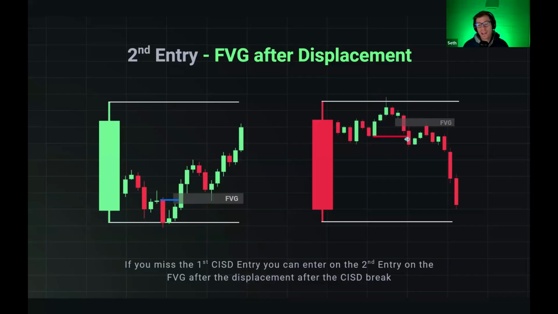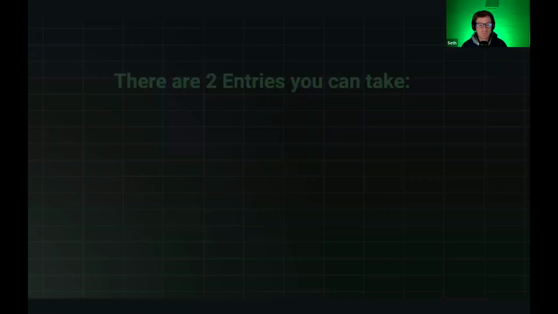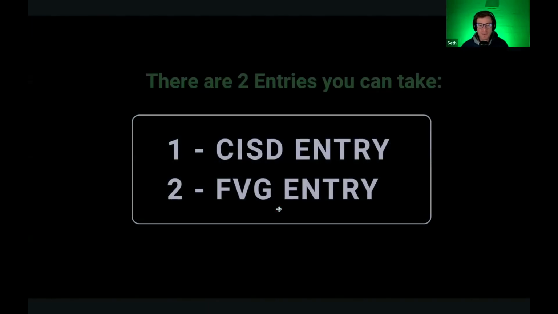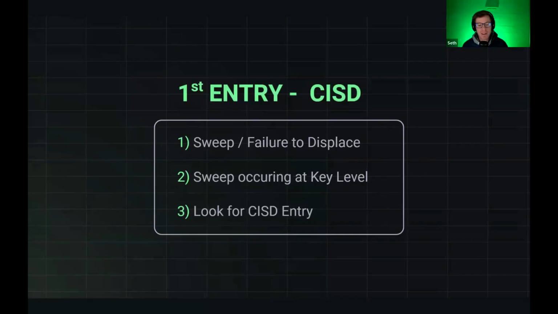There are, of course, more entry points, but this will be catching the reversal, and this is the aspect that I've mainly focused on. If you want to focus more on the continuations after this reversal signature, I'm going to be creating another section going specifically into those continuation entries and going into detail on how that works. So there are two entries you can take when you're catching this reversal. It's either going to be the entry at the CISD, or it's going to be the fair value gap entry, which is the displacement caused after the break of the CISD. So keeping it super simple, keeping it mechanical.